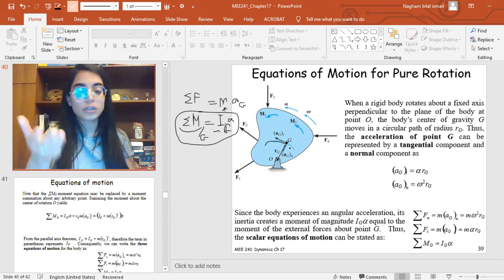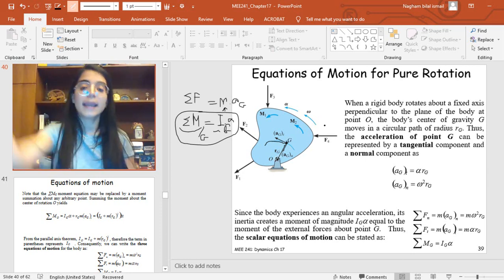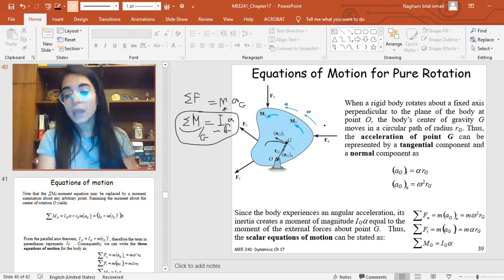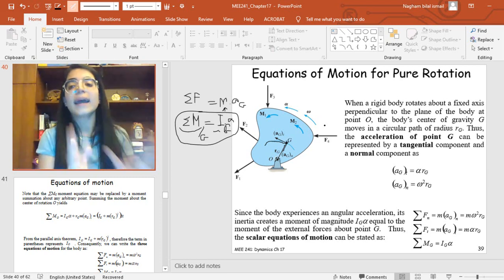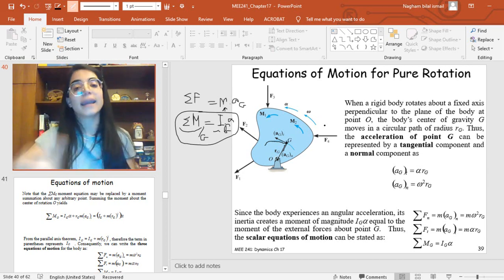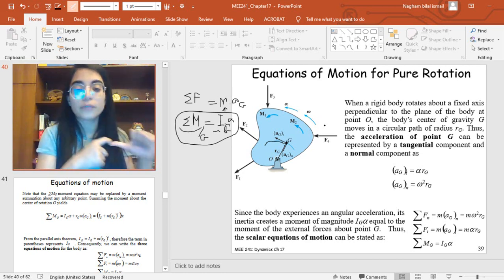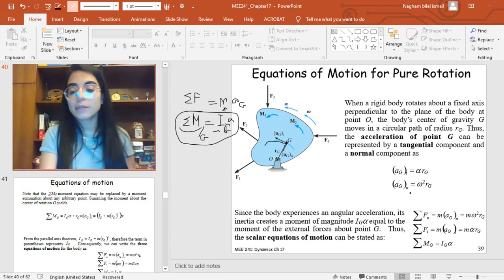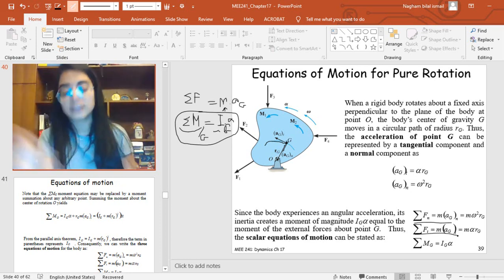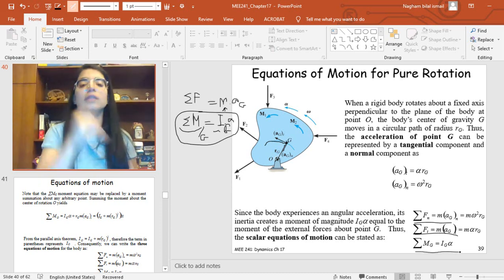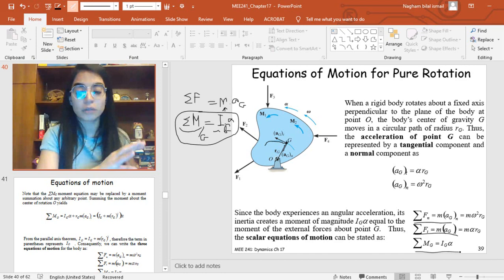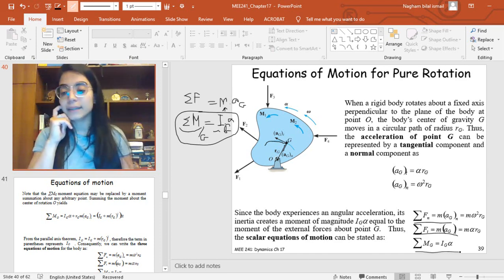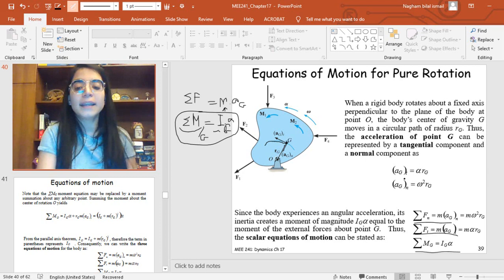And what is the center of rotation? Here in this case, it's O. That's why a_Gn is directed towards O. And this means, guys, that I can have three equations, which means I can have three unknowns. These equations are sum of F in the normal direction is equal to m times a_G in the normal direction, and sum of F in the tangential direction is equal to m a_G in the tangential direction, and the sum of moments around G will be equal to the mass moment of inertia around G times the angular acceleration. Now, remember, guys, that a_Gn is equal to omega squared r_G.